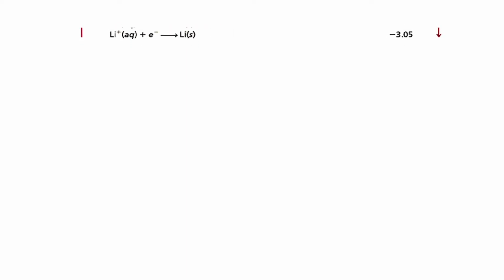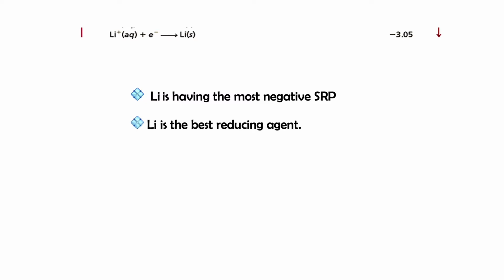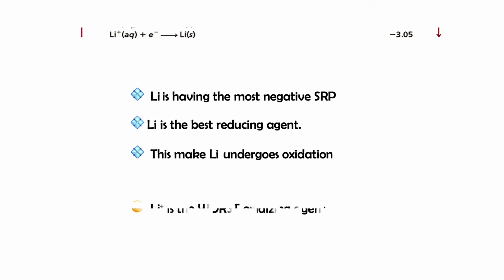And let's take a look at lithium. Lithium has the most negative SRP value. This makes lithium the best reducing agent, and it will undergo oxidation. On the other side, lithium ion is the worst oxidizing agent.